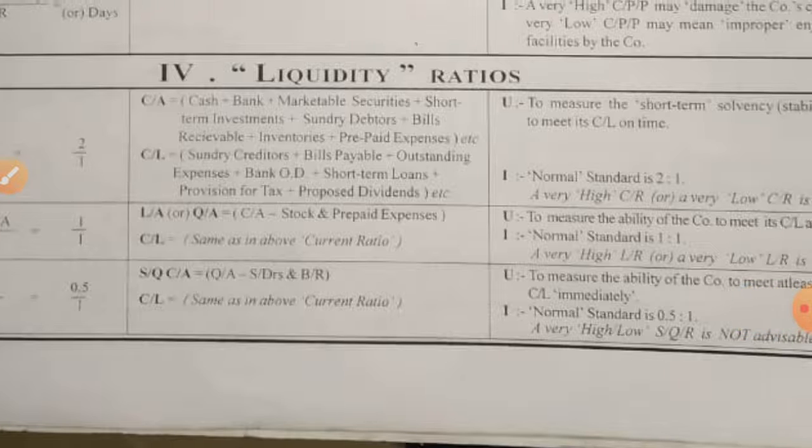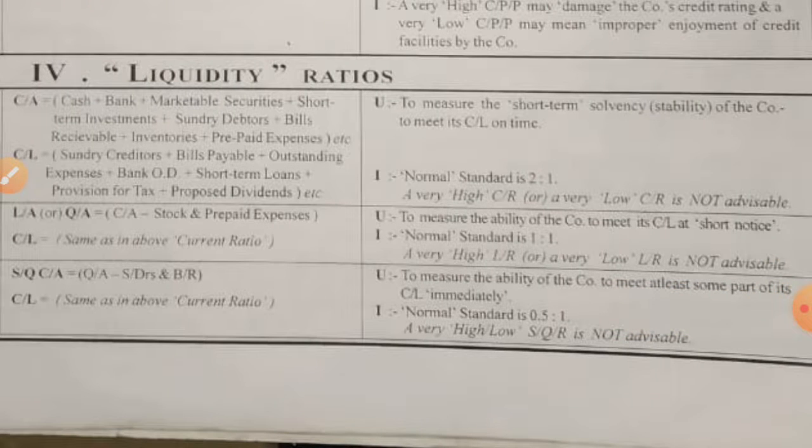It is used to measure the short-term solvency of the company, its ability to meet current liabilities on time. Ideally, the standard is 2:1. A very high or very low current ratio is not advisable. It should not be more and it should not be less. A ratio of 0.5 or 0.3 is not required. Similarly, 5:1 is also a high current ratio and not a very good sign. So we should have clarity about this.